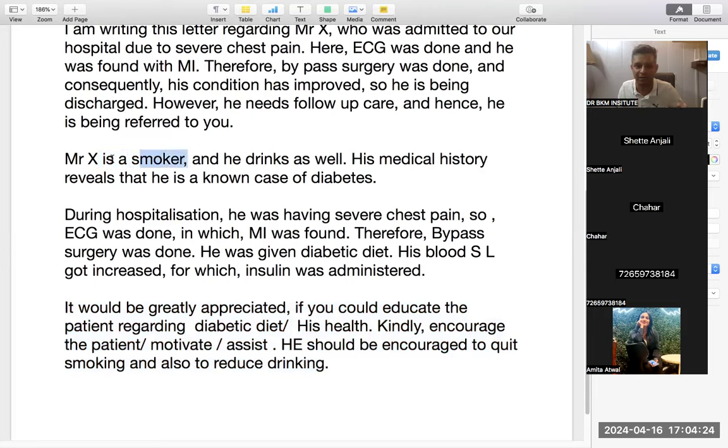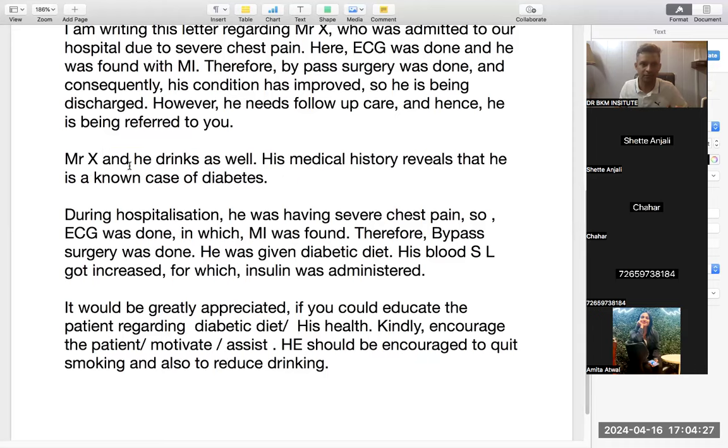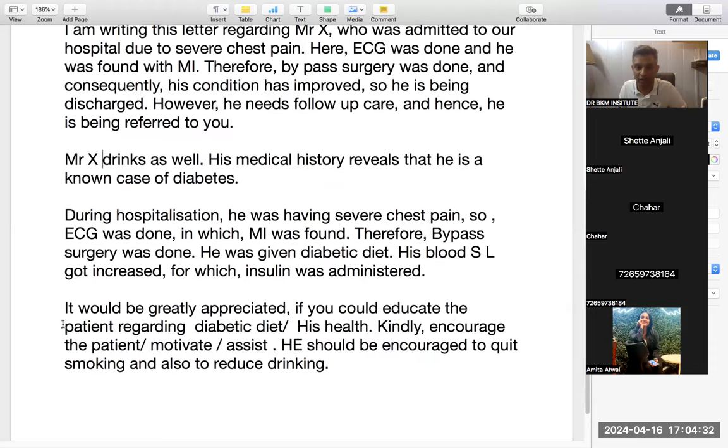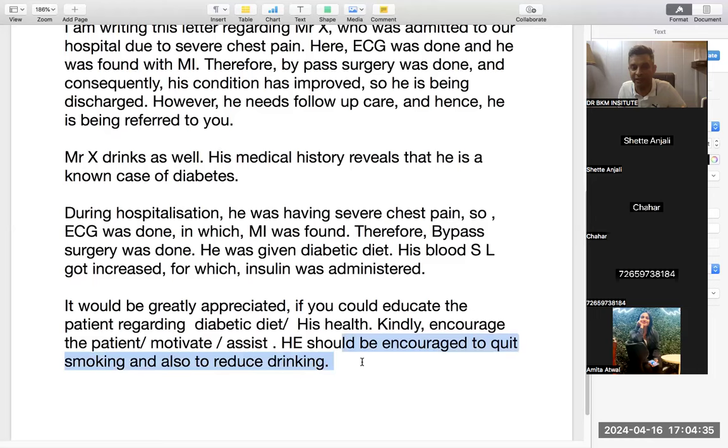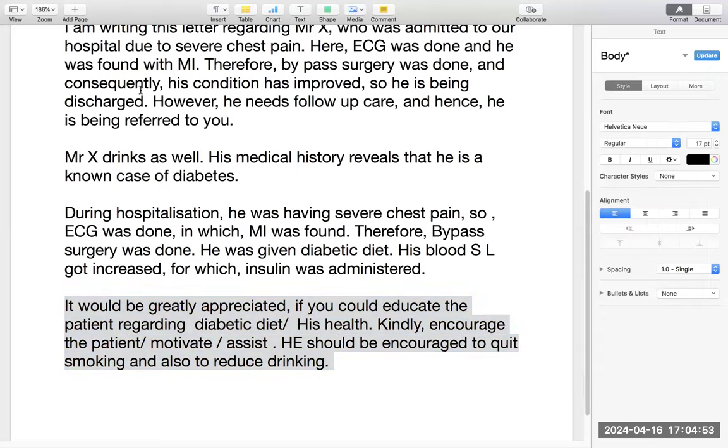Suppose if I forget this line, patient X drinks. Suppose I do not mention that he is a smoker and in the last I say he should be encouraged to quit smoking, then it is completely wrong. Because when he does not smoke, then how can you encourage him to quit smoking? The whole data selection is dependent upon this paragraph. That is what I want to say. I hope everybody can understand.